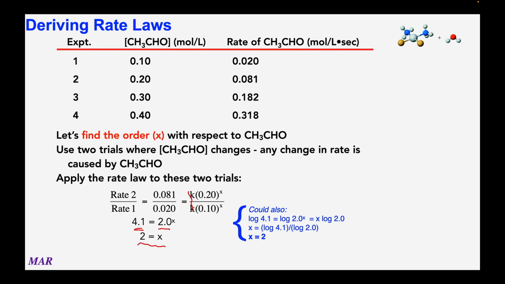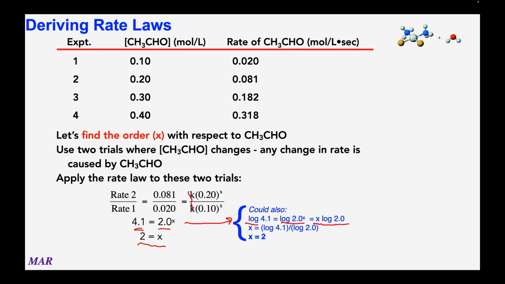Now in the lab, we're going to use a different method, which is using logarithms. And logarithms can be really helpful here. Notice here, if you do the log of both sides, you get log of 4.1 equals log of 2 to the x. And in the logarithm world, log of 2 to the x can be rewritten as x log 2. So x, which is the order, is going to equal log of 4.1 divided by log of 2.0, rounded to the nearest number. x is going to be equal to 2.